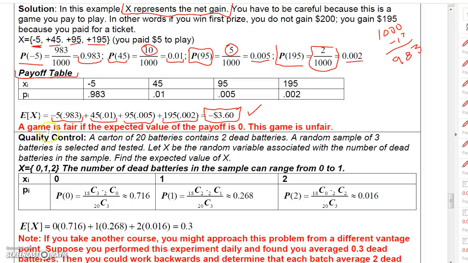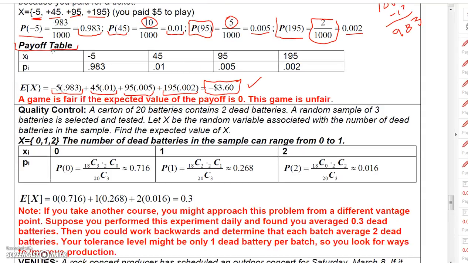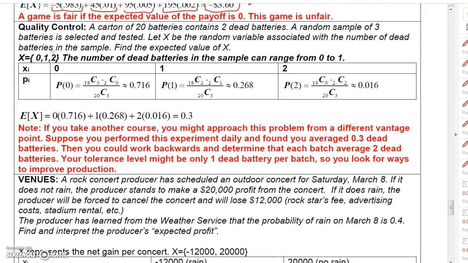One note here, a game is fair if the expected value of the game is 0. Obviously this game is unfair, but if you think about it, why would anyone have a fair game if they were trying to make money? So if someone's trying to make money, then the game's definitely going to be unfair to the consumer. Kind of like if you go to a casino and try to play a particular game, well, you can bet all of those games are unfair because they're trying to make money.